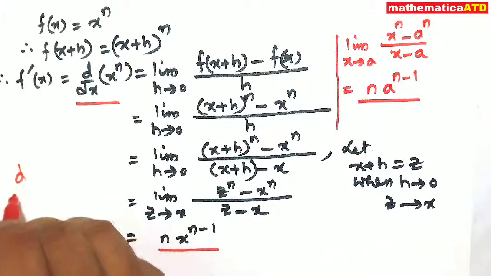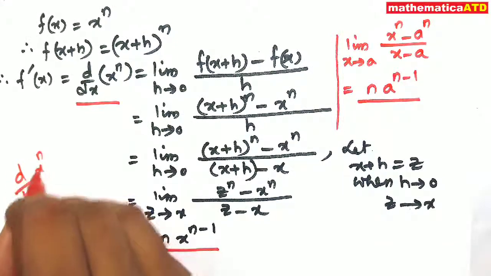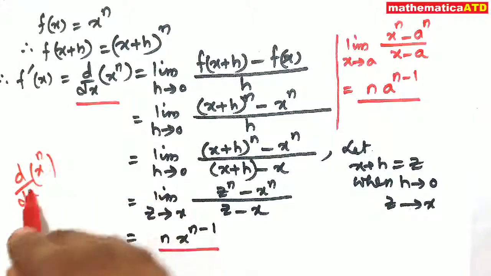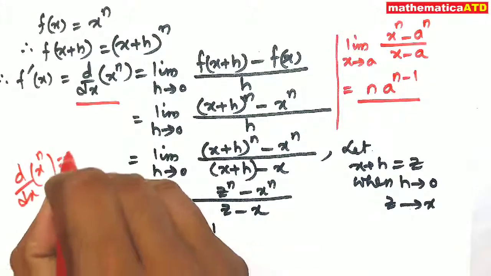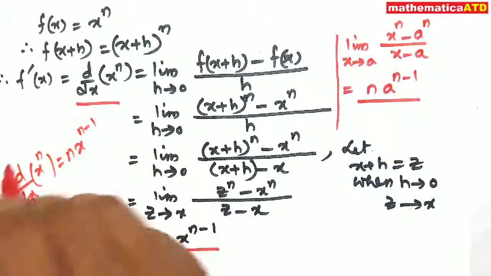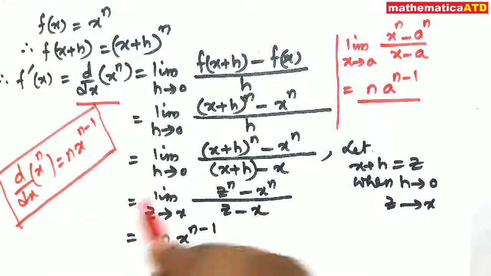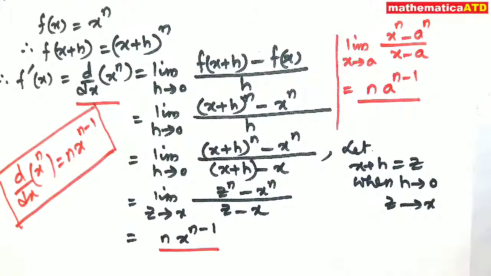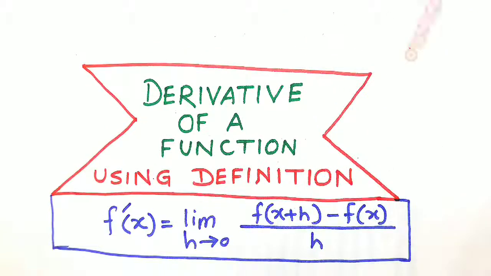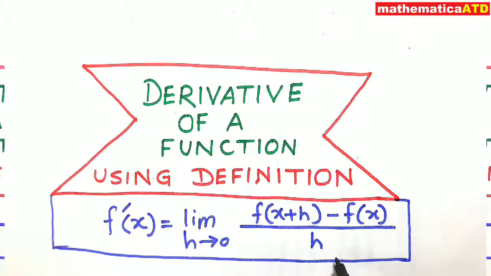So friends, what is d/dx of x to the power n? Derivative of x to the power n with respect to x is equal to n x to the power n minus 1. This is a formula of differential calculus, and using this formula we can solve many more examples. Derivative of a function using definition, and the definition is f'(x) is equal to limit h tends to 0 of [f(x+h) minus f(x)] upon h. This is also known as the first principle of differentiation.